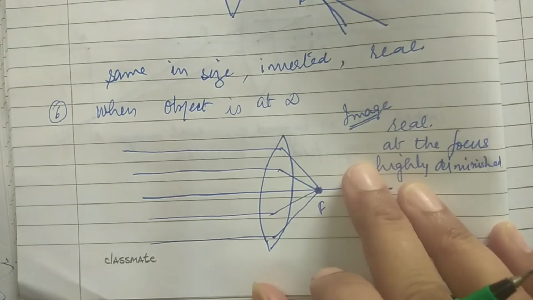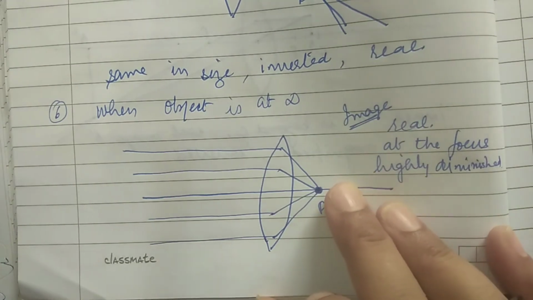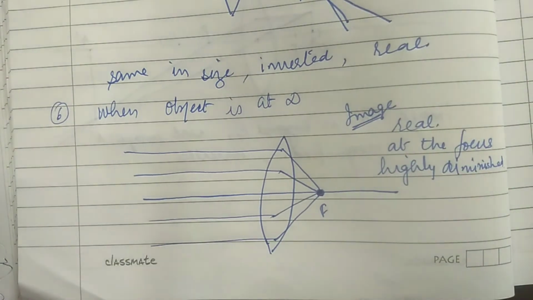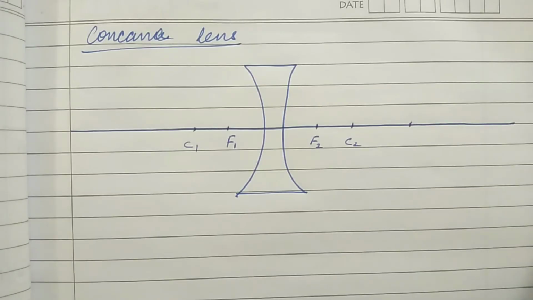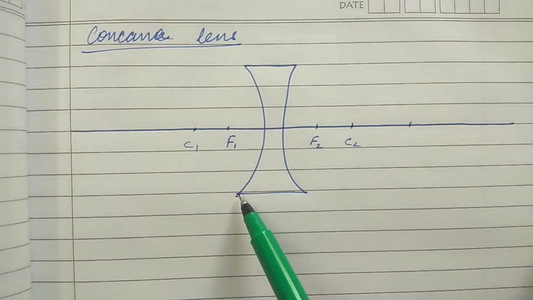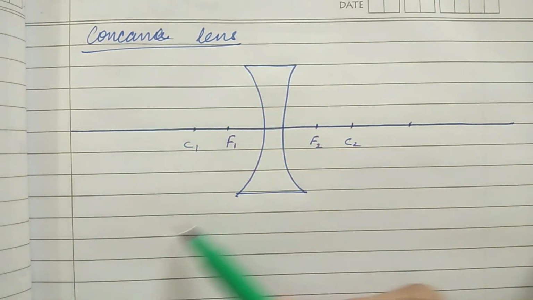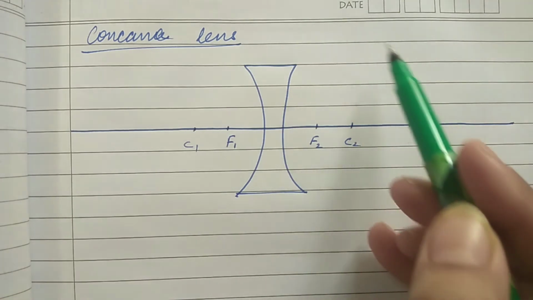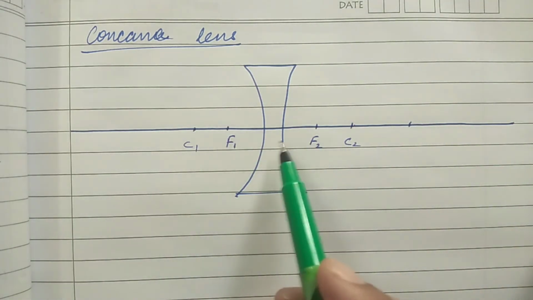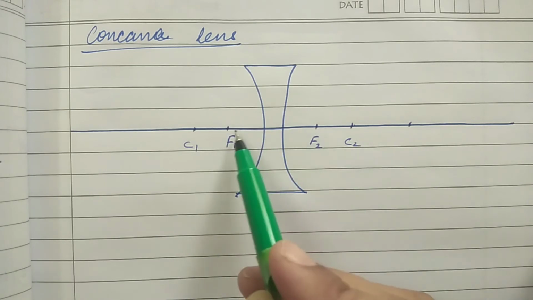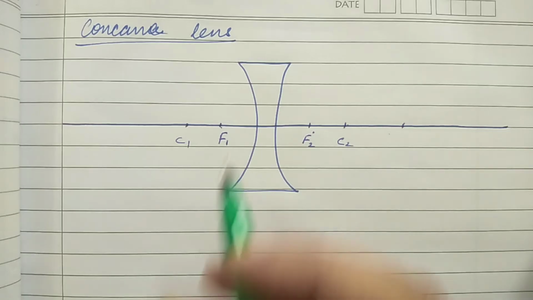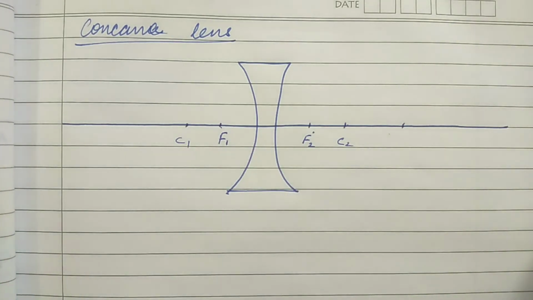So these are some of the ray diagrams for the convex lens. Now let us discuss the ray diagrams for the concave lens. This is a concave lens. Now you can see the first surface is having the center of curvature this side, and second surface is having center of curvature this side. So both of the foci, you can see they are on this side is f1 and this side is f2. For this concave lens we will consider two cases here.